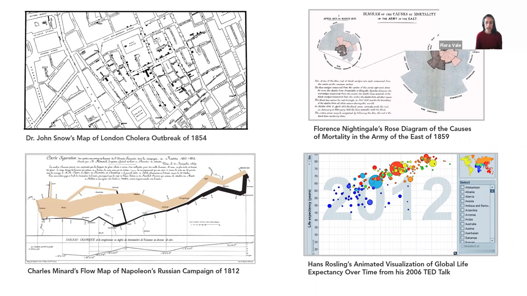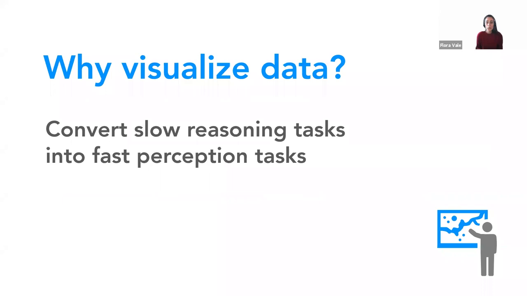So, in summary, we visualize data to convert slow reasoning tasks into fast perception tasks so that we can intuitively perceive relative differences instead of having to hold information in memory and perform mental calculations. This process of visual perception is called pre-attentive processing, which means that it happens automatically. There's no effort, in contrast to attentive processing, which requires conscious effort and some calculation.